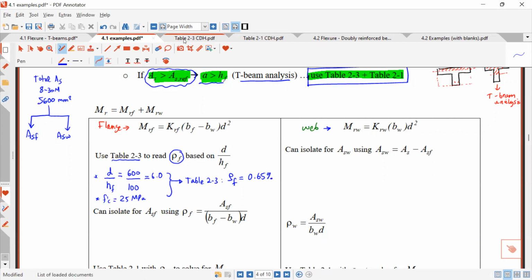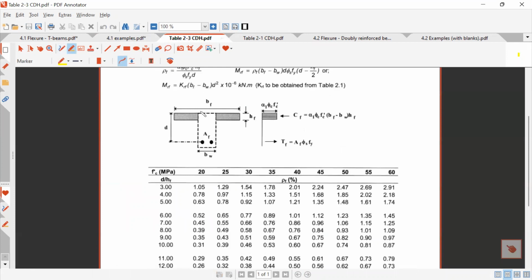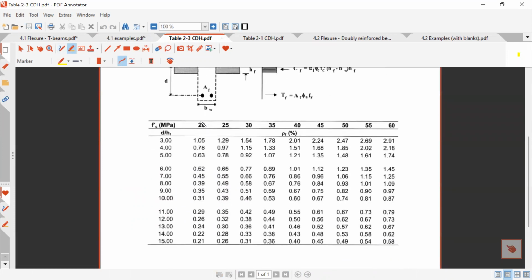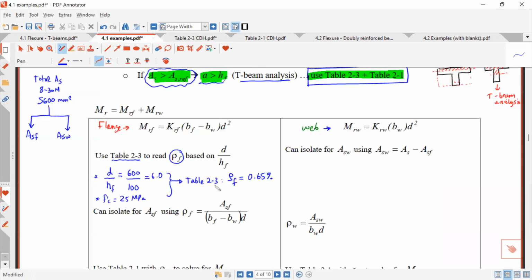Okay, so let's go to this table 2.3. It looks like this. It has a T-beam figure over here. You go to F prime C, we have 25 MPa. And we found that this D over HF is 6. So with that, we can find this rho F of 0.65%. Everybody followed what I did? Okay, so that's how you get this rho F. It's 0.65%, from table 2.3. The two inputs are D over HF and F prime C.